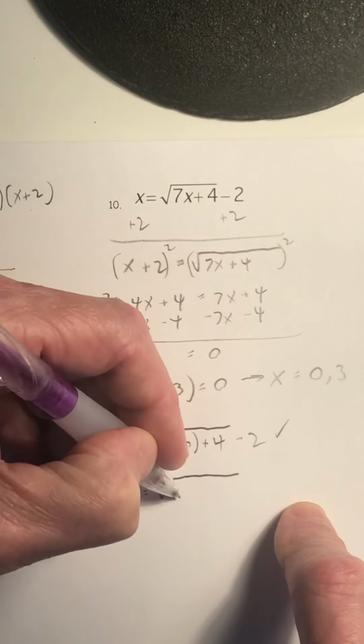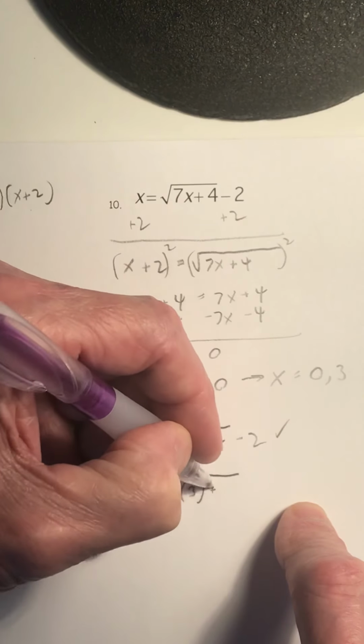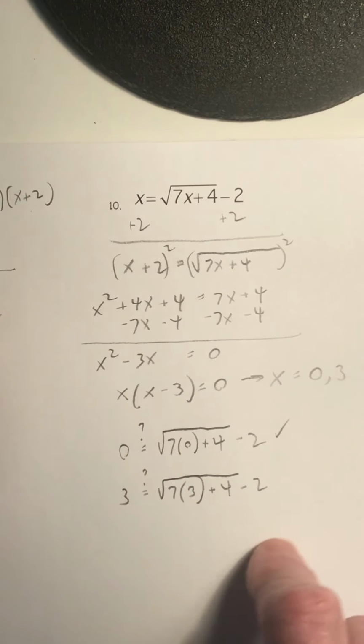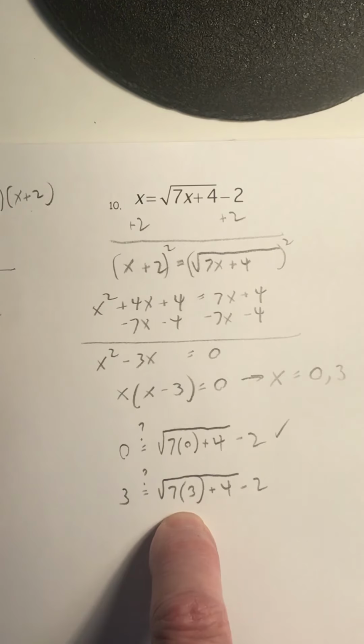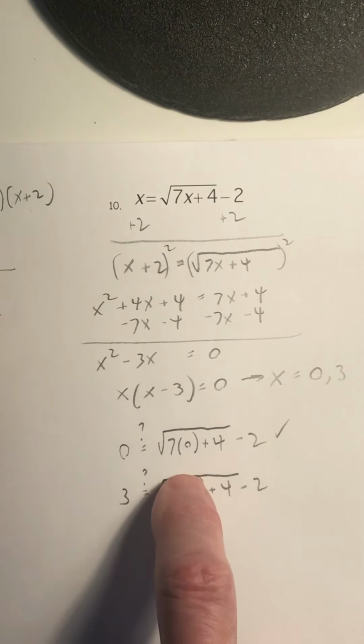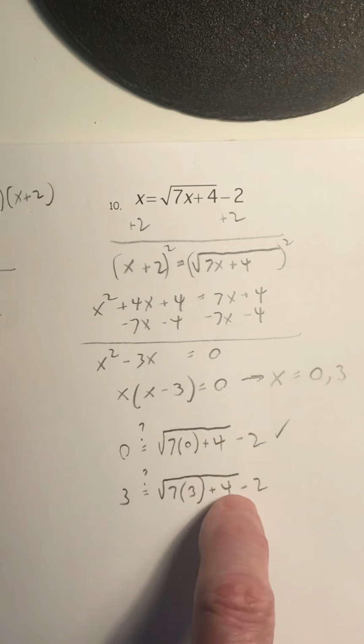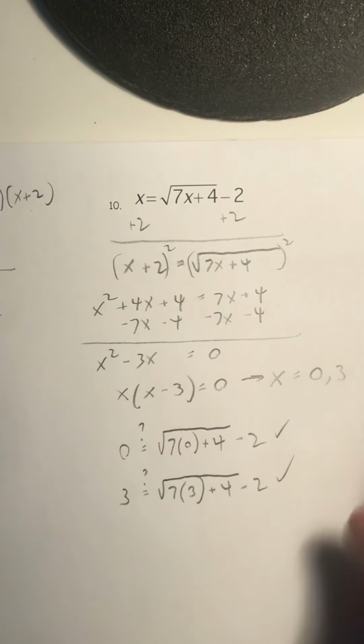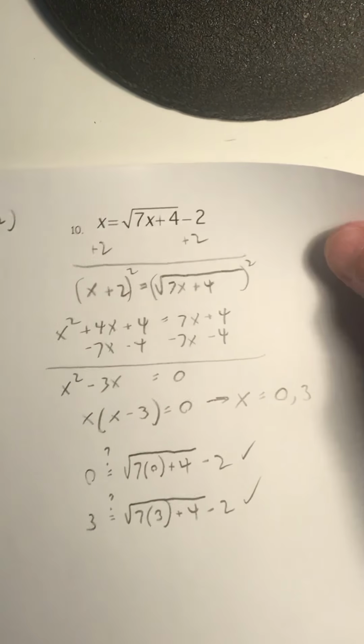And if we try the 3, that also works. Plug in the 3, and it's going to look like this, with a little question mark for the moment. This is 21. 21 plus 4 is 25. Square root of 25 is 5. 5 take away 2 is 3. So both solutions perform as they should.